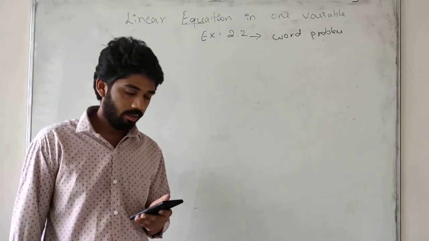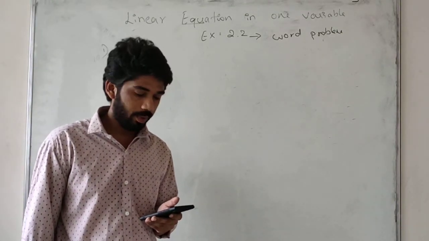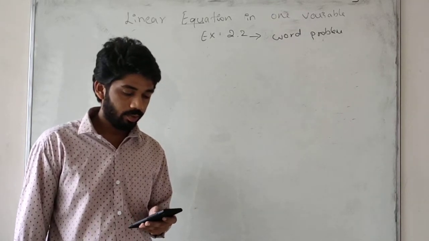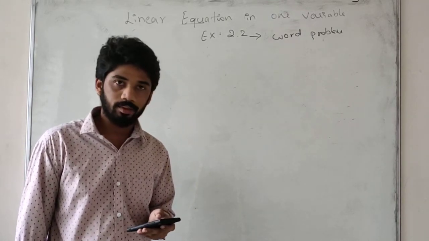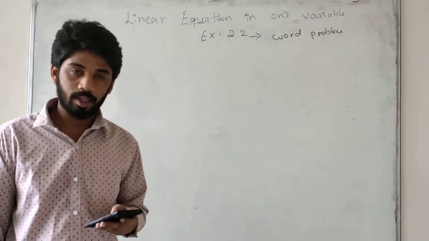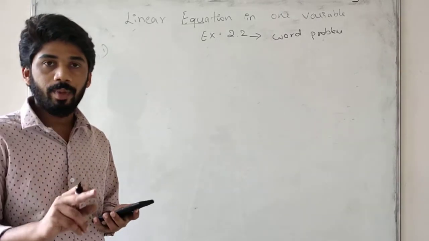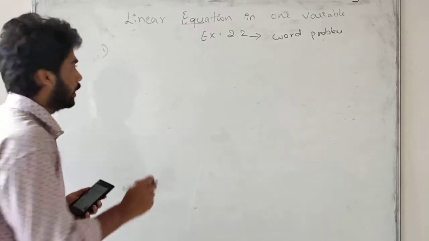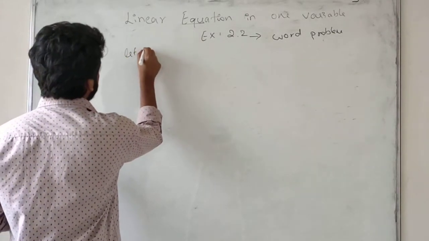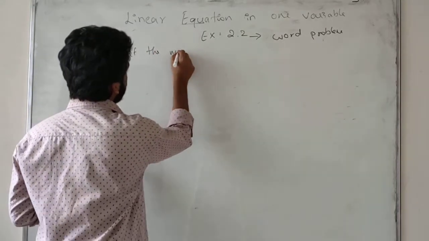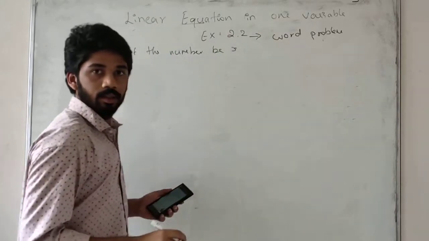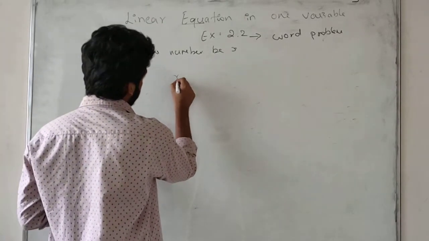If you subtract 1 by 2 from a number and multiply the result by 1 by 2, you get 1 by 8. What is the number? We have to find the number. If you subtract 1 by 2 from a number, we don't know the number. Let the number be x.